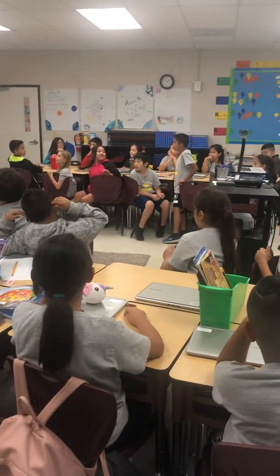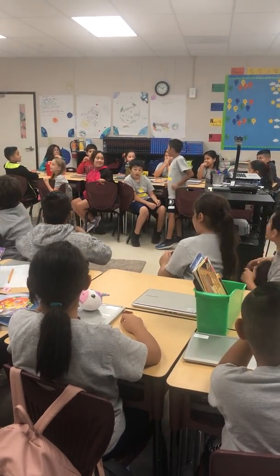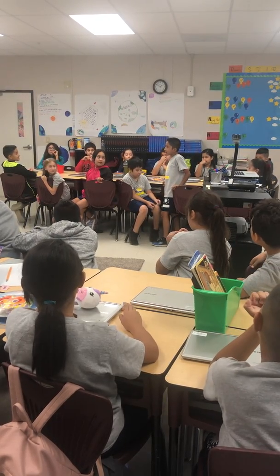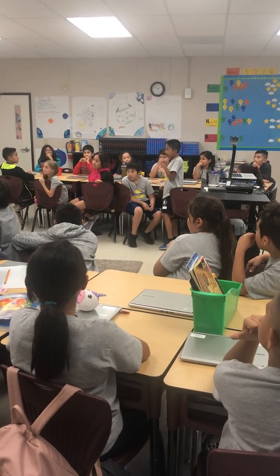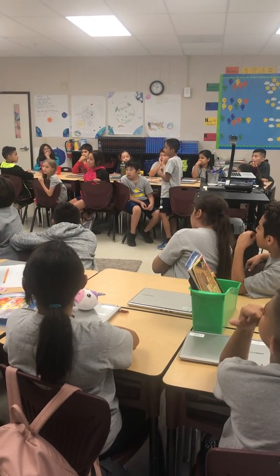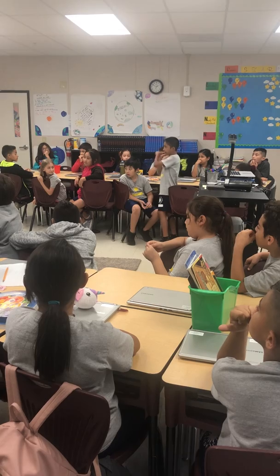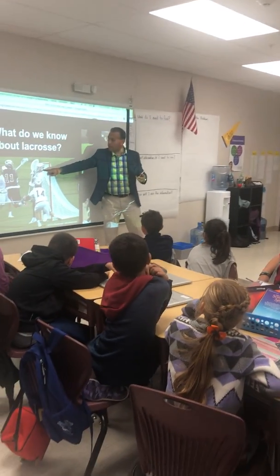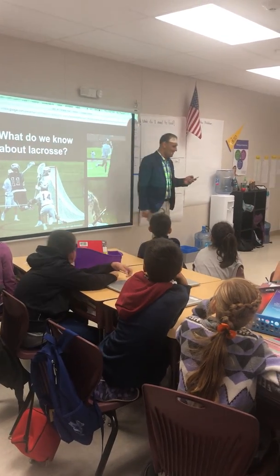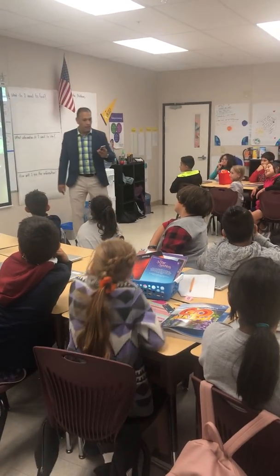Go ahead, Adrian. My group discussed that lacrosse is like baseball and football because you throw the ball. Excellent. And it's like soccer because instead of kicking the ball, you throw it in the net. You throw it in a net, right? Like a net like this, right? Look at that. Did you see that ball almost hit that person right there? Yeah. All right, thank you so much, Adrian, for sharing.